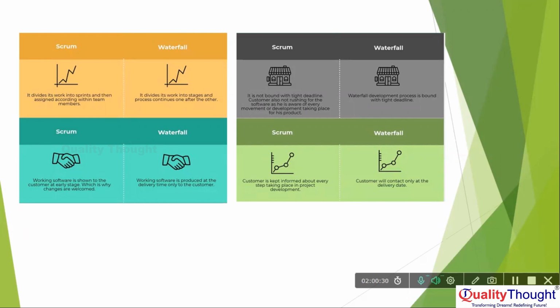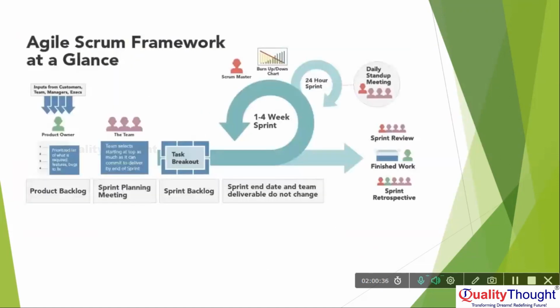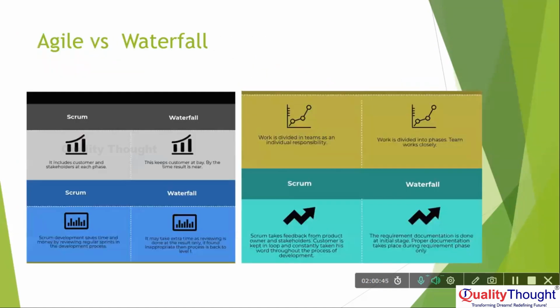And Scrum is not time bound. That means if there is any backlog, see, you have to complete 10 user stories. You have completed only 8, no problem. You will put the remaining 2 in the sprint backlog. It is not time bound. Whatever you complete, you will deliver.